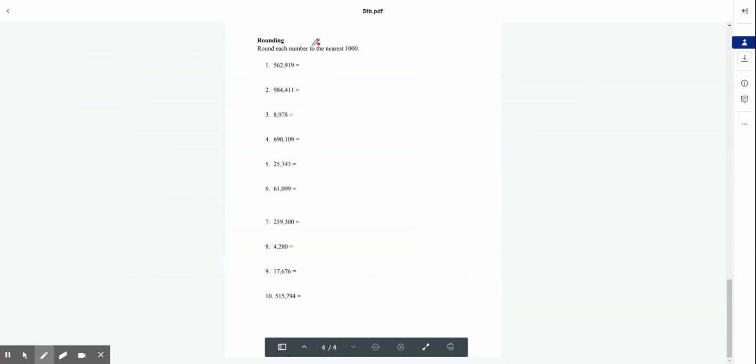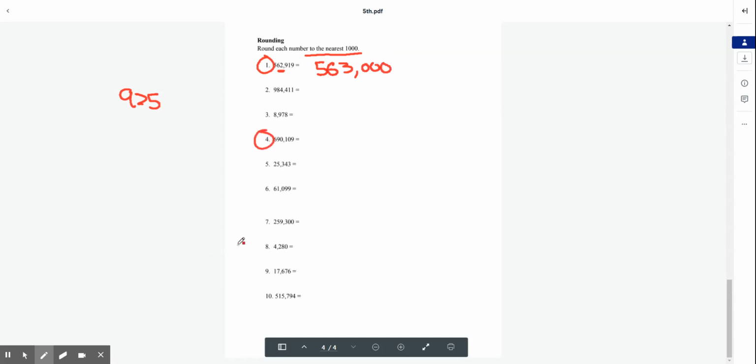Rounding. Round each number to the nearest thousand. Let's try one. For 562,919, 2 is our thousands digit. And to the right of 2, we have 9. And 9 is greater than 5, so we're going to round up, which gives us 563,000.